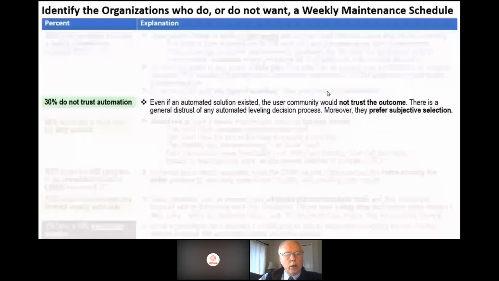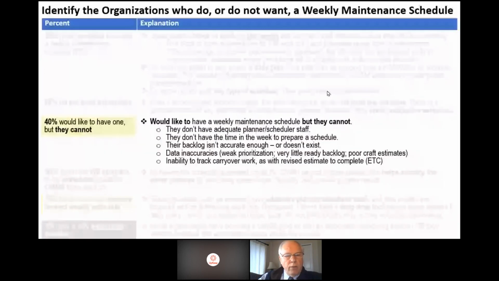All right, so next, 30% do not trust automation, I already mentioned. 40% would like to have one, but they cannot. So they don't have adequate planner scheduler staff. They don't have time in the week. The backlog isn't accurate enough. The data inaccuracies consist of weak prioritization, very little ready backlog, poor craft estimates, inability to track carryover work.